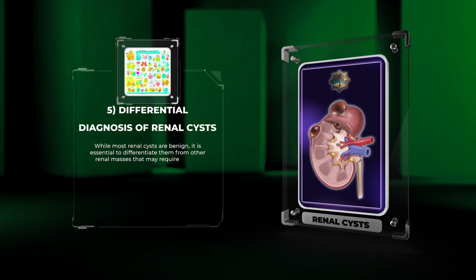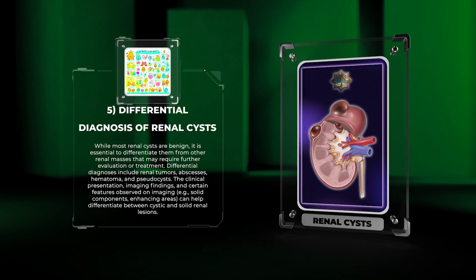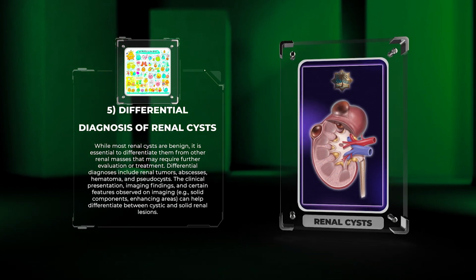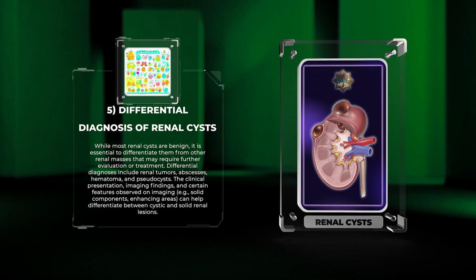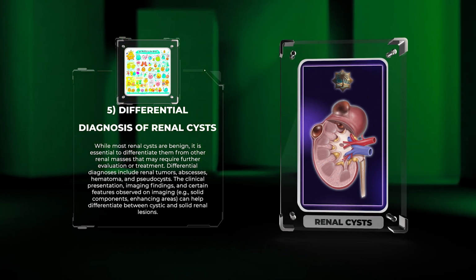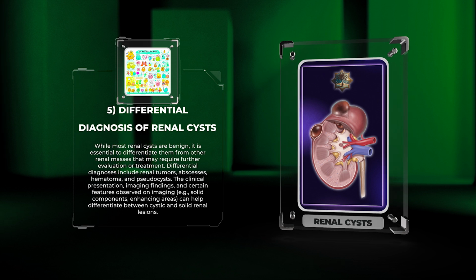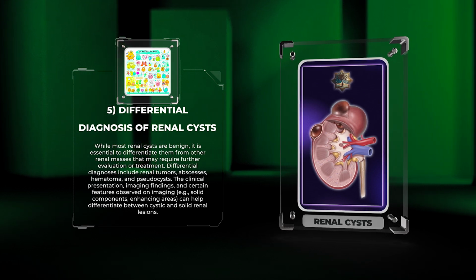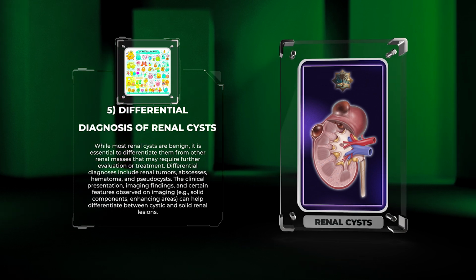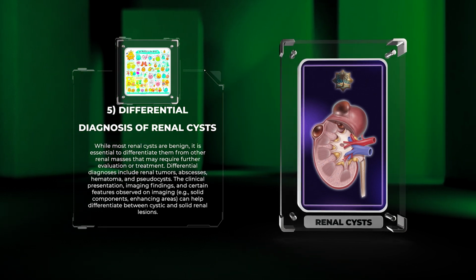While most renal cysts are benign, it is essential to differentiate them from other renal masses that may require further evaluation or treatment. Differential diagnoses include renal tumors, abscesses, hematoma, and pseudocysts. The clinical presentation, imaging findings, and certain features observed on imaging, for example, solid components, enhancing areas, can help differentiate between cystic and solid renal lesions.